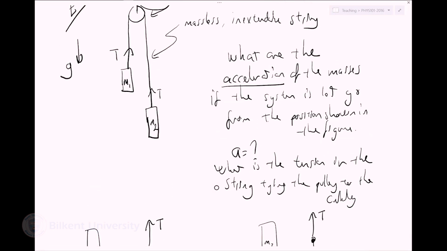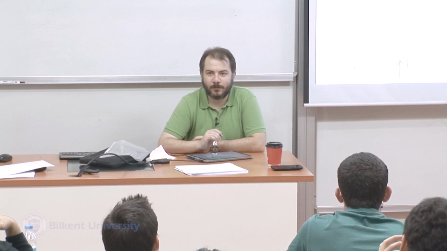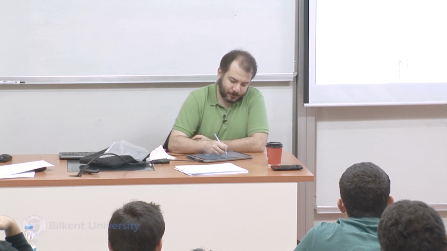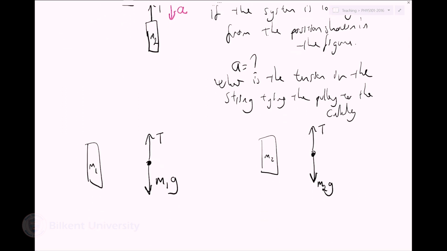Well, I don't know. I have not been given the values of M1 and M2. But I can assume any direction of motion. All right. Let's say I'm assuming M2 goes down with acceleration A and M1 goes up with acceleration A. So in my separate diagrams, which are called free body diagrams, M1 is going up with A, M2 is going down with A.